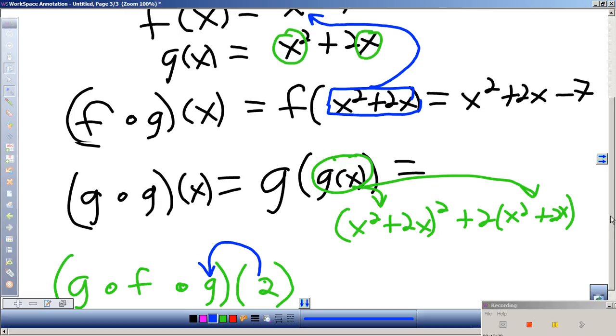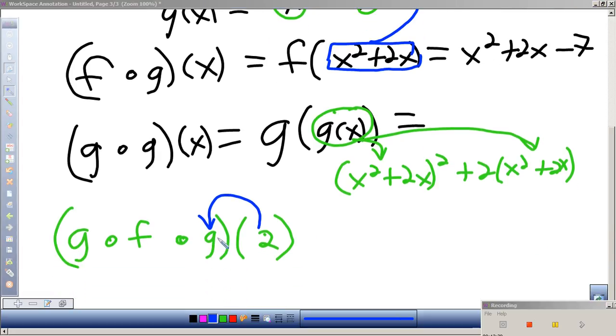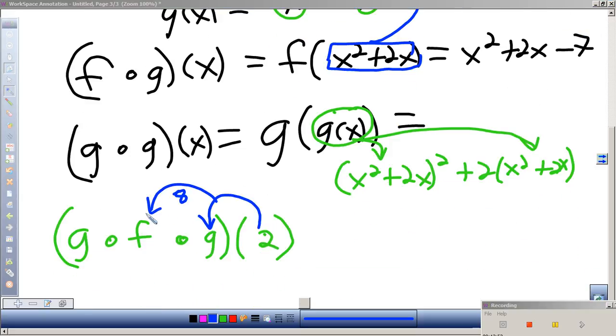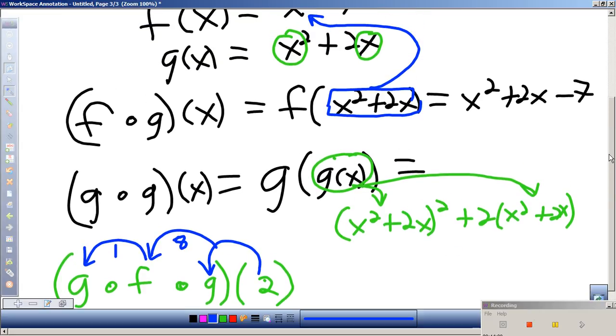Why do we plug it into g first? Because that's the last function here. Then we take 8 and plug it into f. So right here, 8 minus 7 is 1. So now we get 1 here, and we're going to take that and plug it into g. So 1 back into g. 1 squared is 1, plus 2 times 1 is 3. Basically, this is the chain of operations.